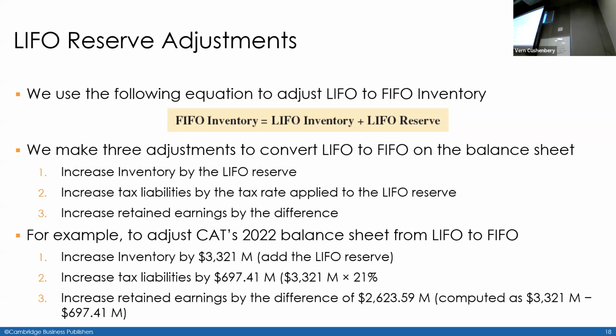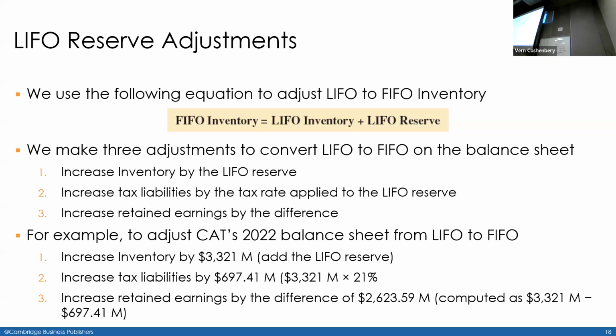So we make 3 adjustments to convert the LIFO to FIFO. We're going to increase the inventory by the LIFO reserve. We're going to increase the tax liabilities for the tax rate applied to the LIFO reserve. And we're going to increase retained earnings by the difference. So those are profits right there. If ever we wanted to toggle from LIFO to FIFO, we would just increase retained earnings by the difference of the inventory and the tax. So let's walk through an example for Caterpillar's LIFO to FIFO switch.